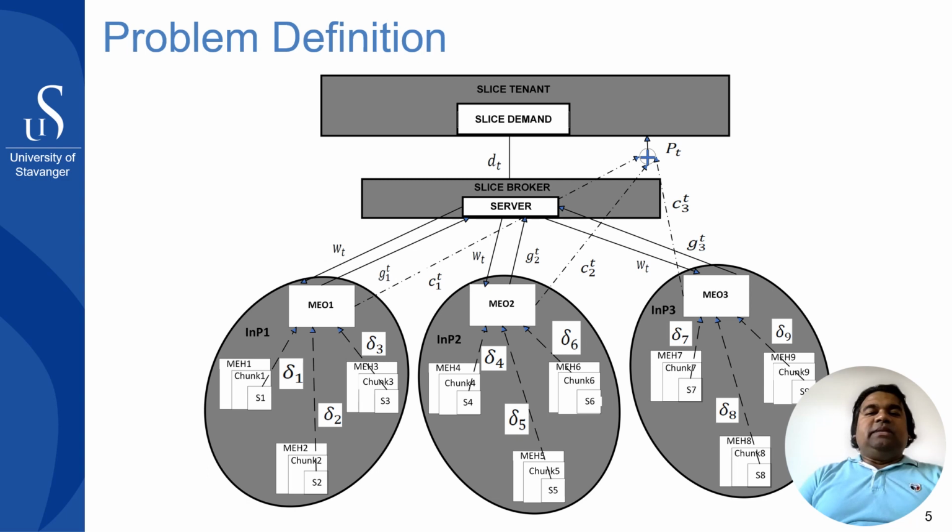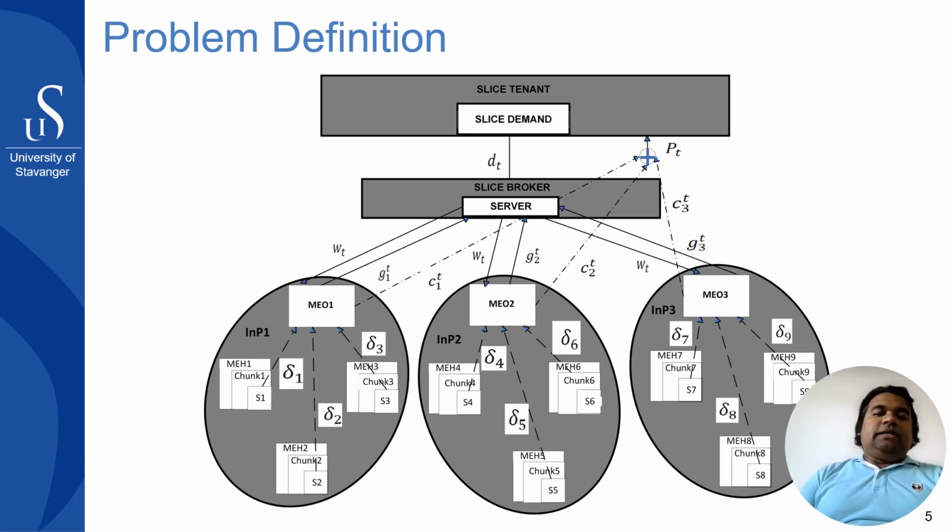And also we can see some demand is generating from the slice tenant. They are putting demand for the resources. And in our proposed method, we consider this demand model will be changing based on the set prices. So it's very important, like in the real world, when the price is increased, the demand will be decreased, and when the price is decreased, the demand will be increased. So in this way we set this demand. And then there is a role for server as well. So server is collecting basically the gradients, which will be calculated by the MEOs.